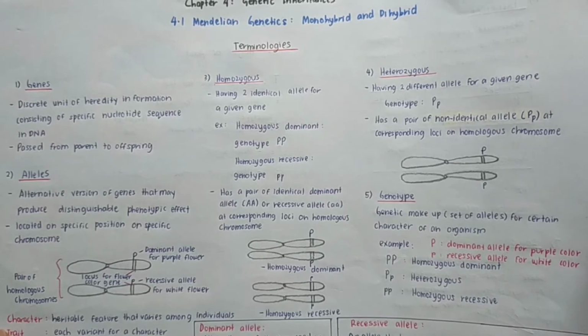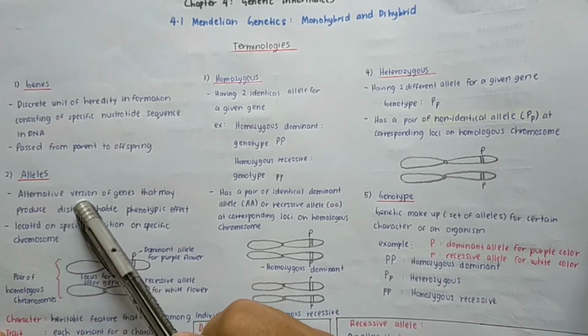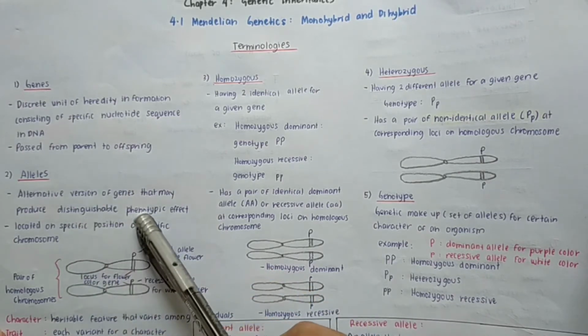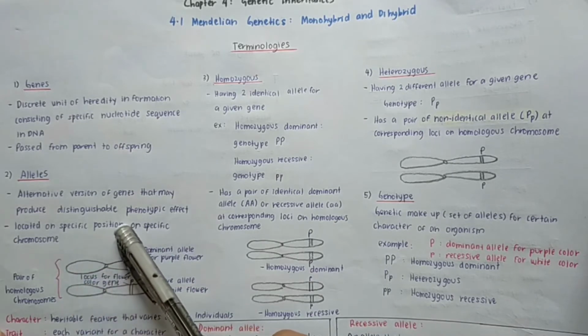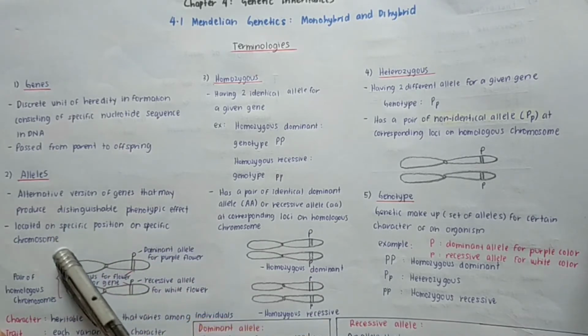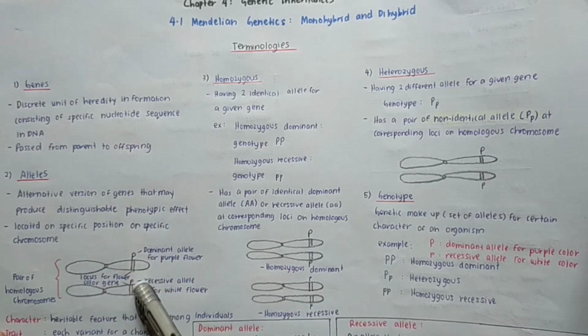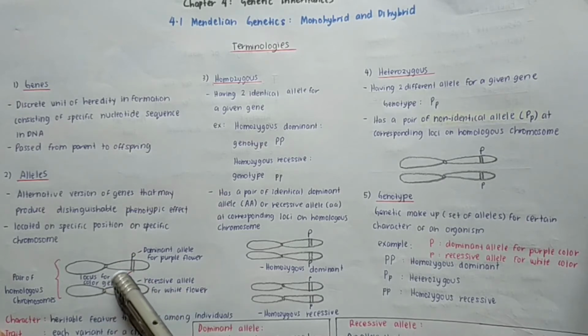So kita tengok pula apa kaitannya dengan allele. So, what is allele? Allele is the alternative version of genes that may produce distinguishable phenotypic effect. And then, it is located on a specific position on a specific chromosome. The specific position here actually refers to the locus. So, macam yang saya katakan tadi, let's say this is a pair of homologous chromosomes. If you look at the specific locus here, it will contain the genes for the flower color.